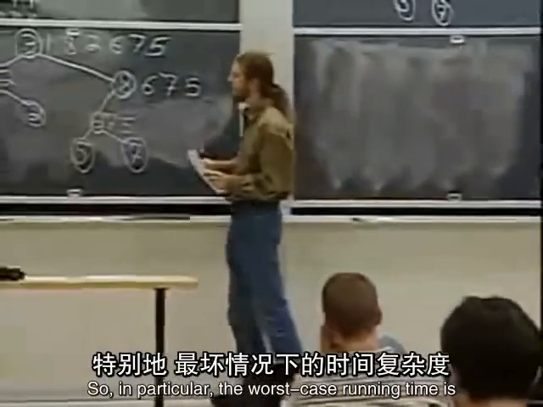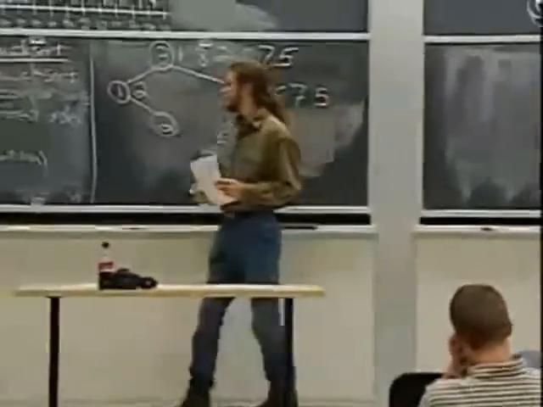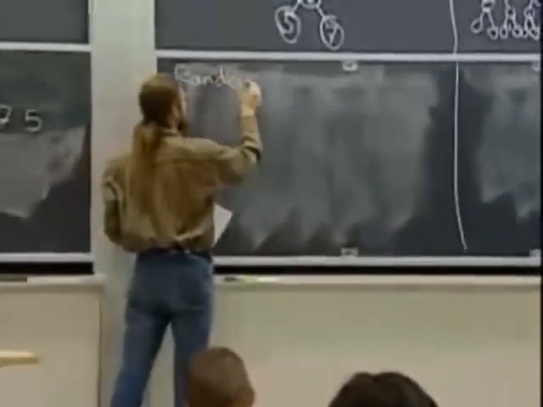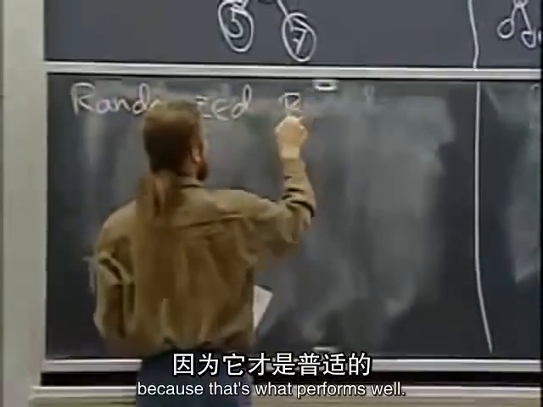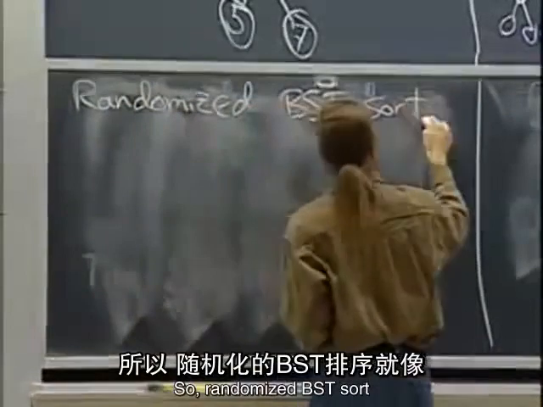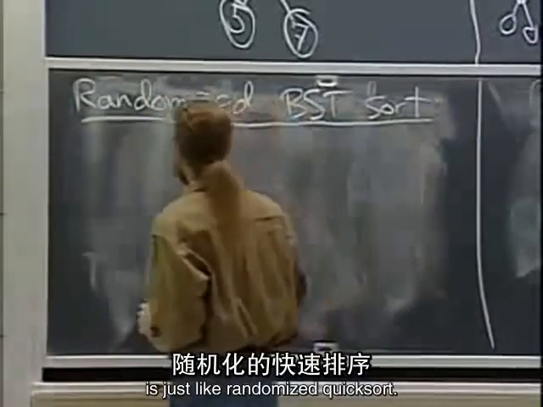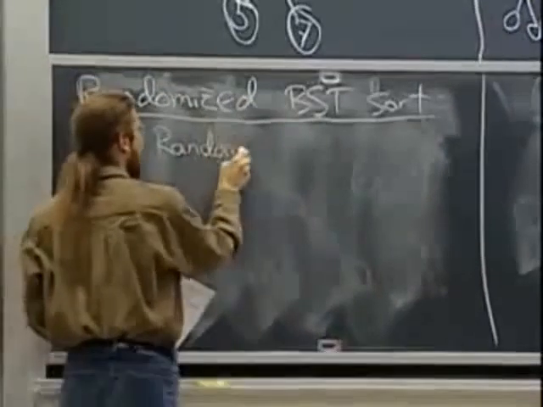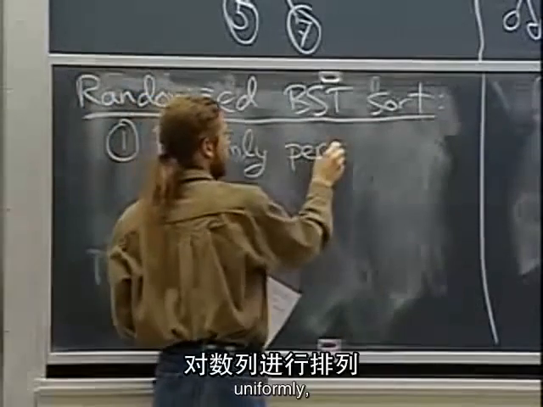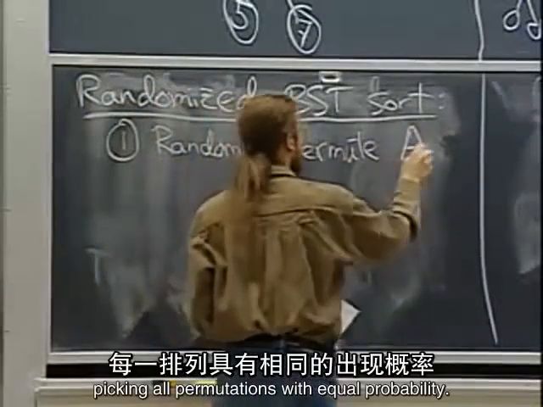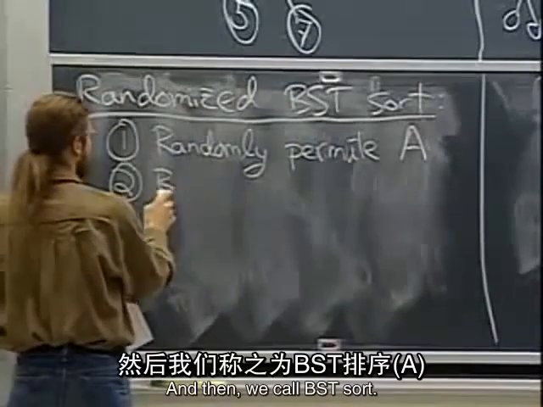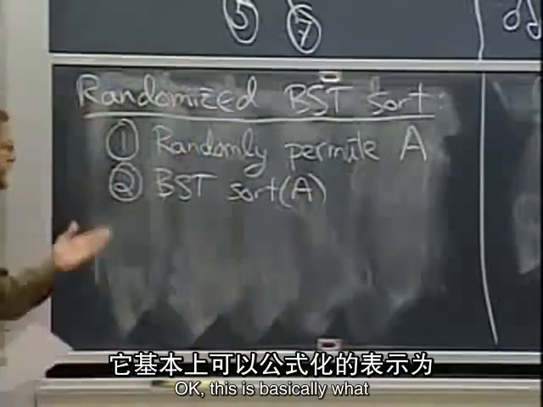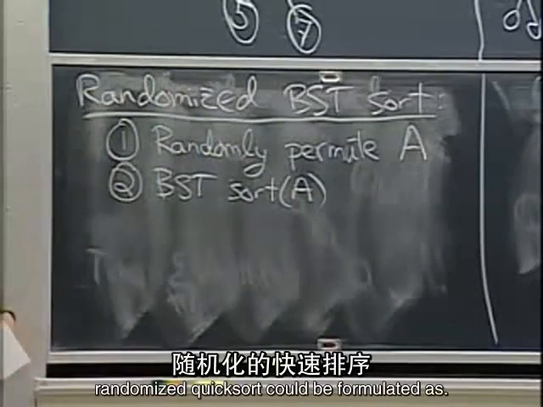So in particular, the worst case running time is theta n squared, which is not so exciting. What we really care about is the randomized version, because that's what performs well. So randomized BST sort is just like randomized quicksort. So first thing you do is randomly permute the array uniformly, picking all permutations with equal probability. And then we call BST sort. This is basically what randomized quicksort could be formulated as.